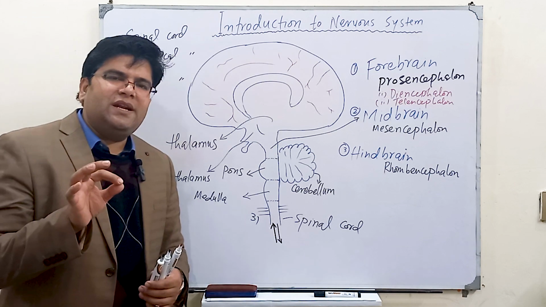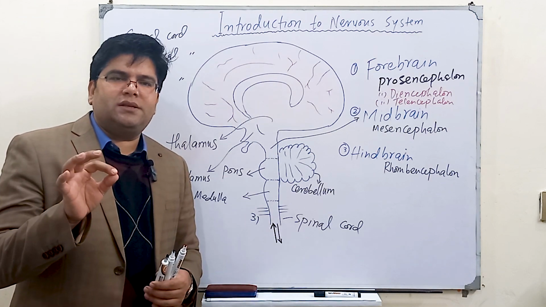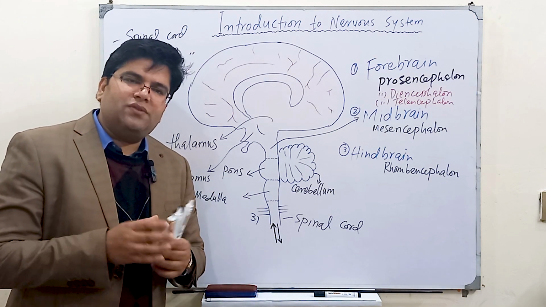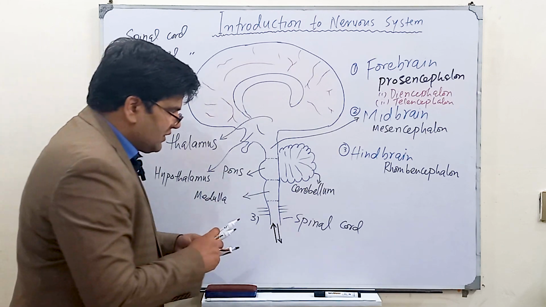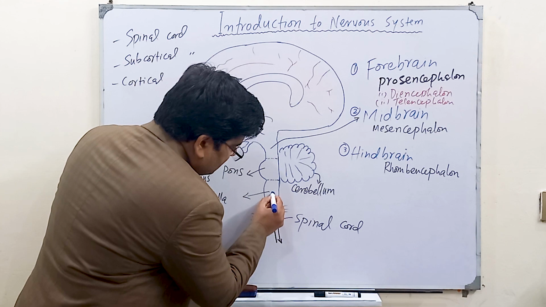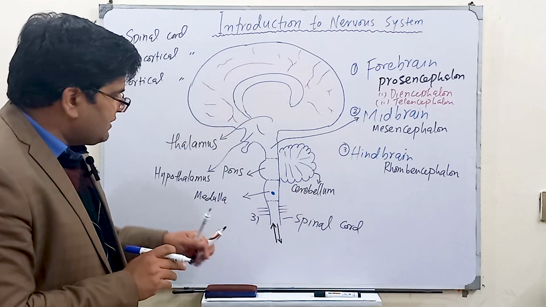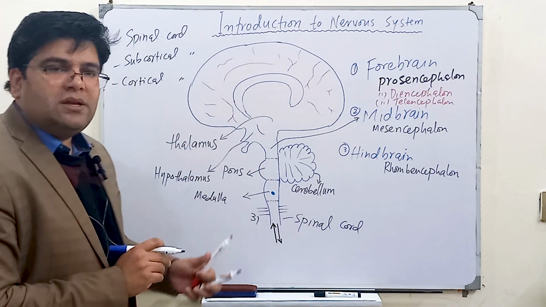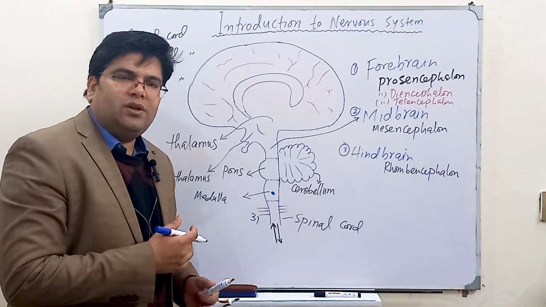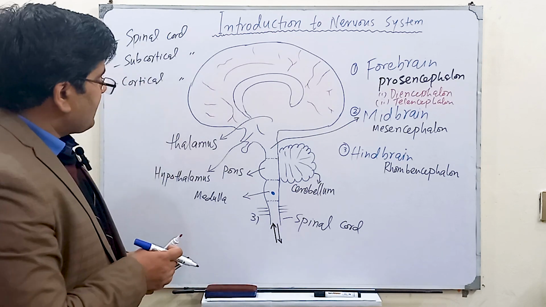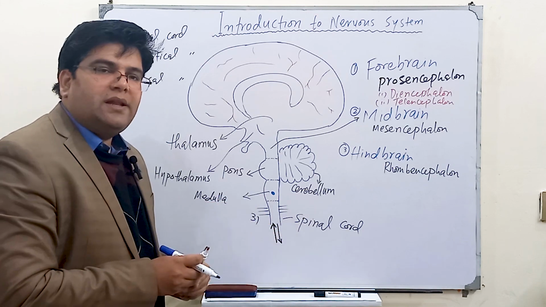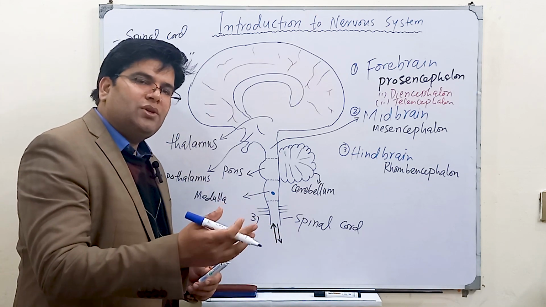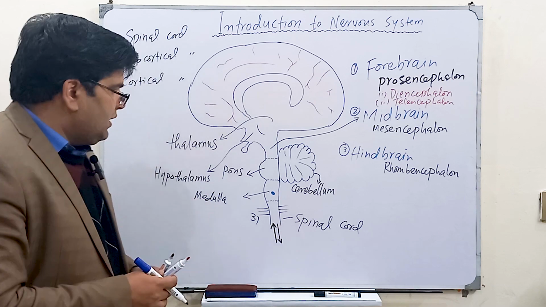What do you mean by a center? Center is a group of cell bodies which are present within the central nervous system. So any group of cell bodies which is present within central nervous system, that's called a center or nucleus. So there are various centers or nuclei which are present in the medulla, and they regulate blood pressure, respiration, cough, sneeze, and vomiting.